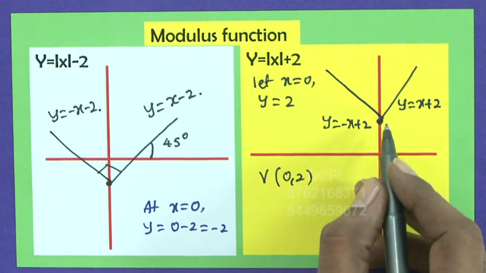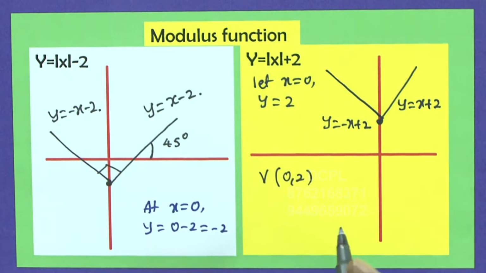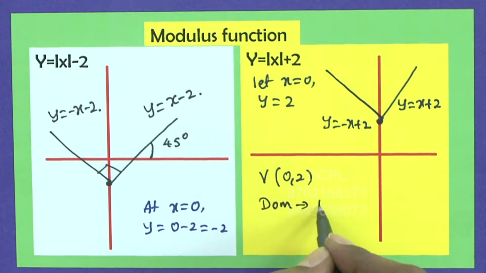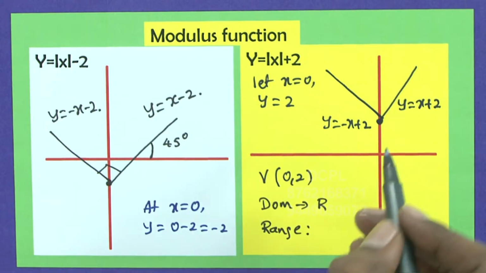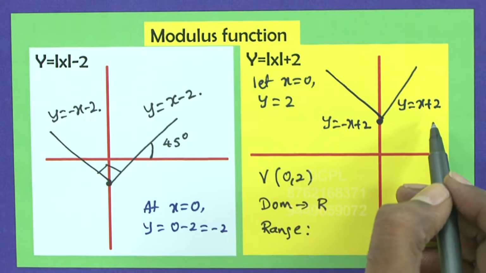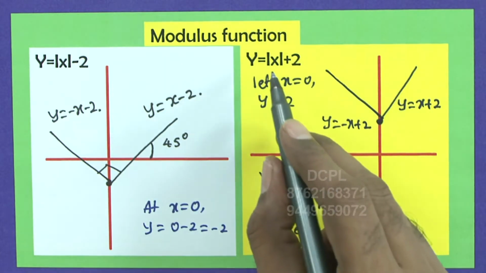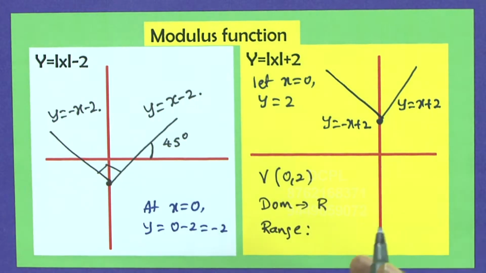Remember, of course, no doubt the domain is minus infinity to infinity, the domain is R, whereas what about the range of y is equal to mod of x plus 2? Range is, dear students, it is always above 2, right? The least value of mod x is 0. So, range is 2 to infinity including 2. I hope you have understood this.